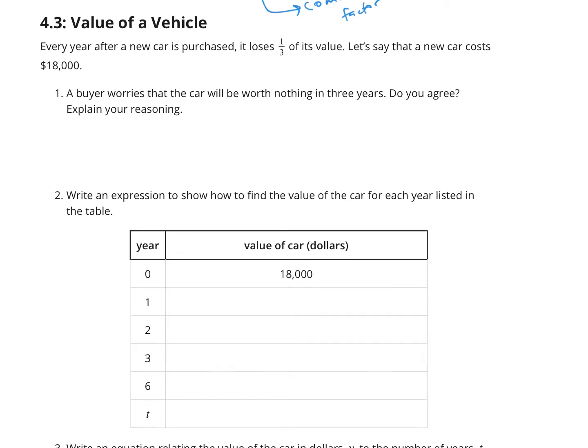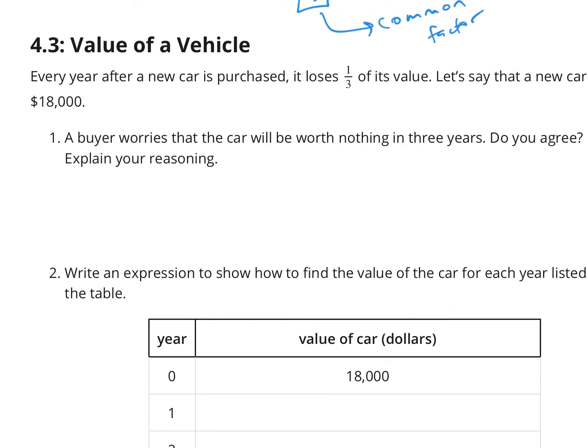All right. So question 1 says a buyer worries the car will be worth nothing in the next 3 years. Do you agree and explain why? So for this one, I would say disagree, right? And if we think about it, regardless, if the car loses 1/3 of its value every year, it's never going to reach the value of 0. Even so, after 3 years, it's not going to even be close to 0. It will be significantly less, but it's not going to ever reach 0.